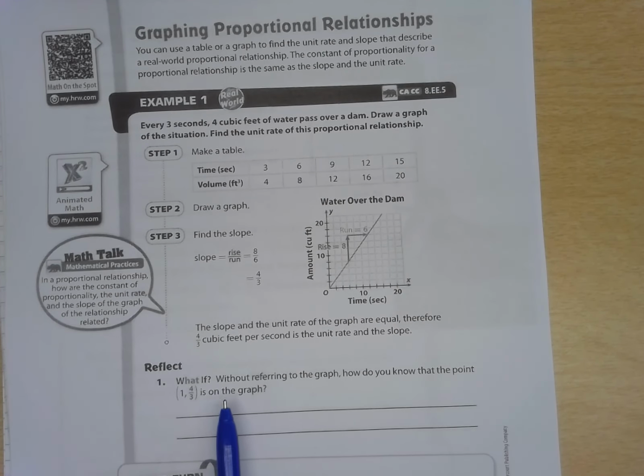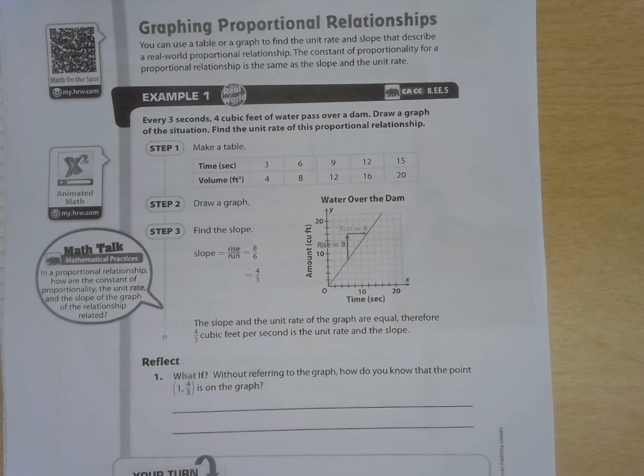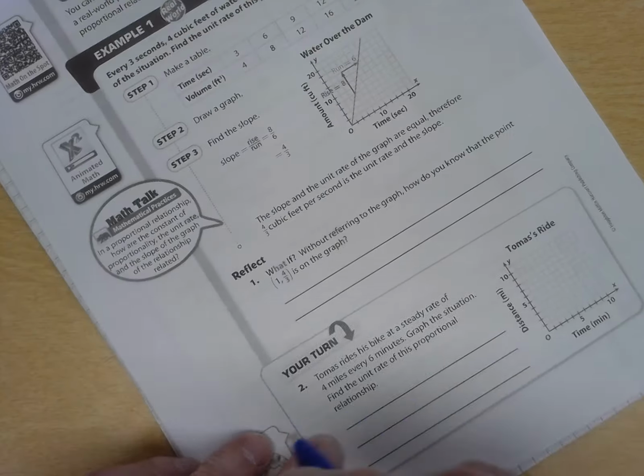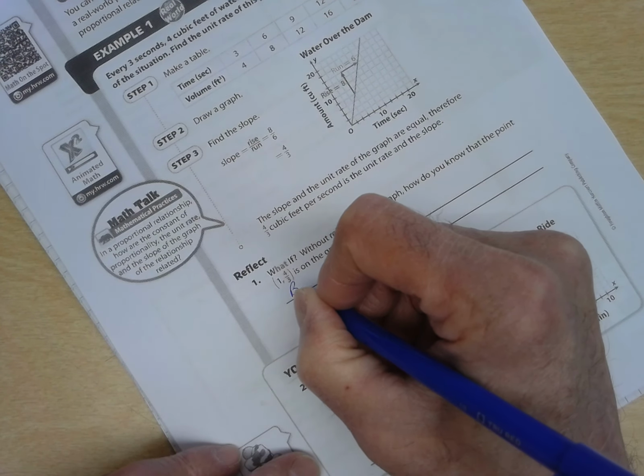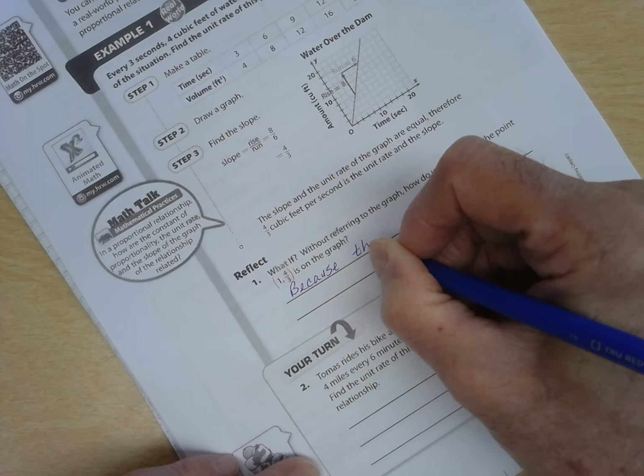So it says there, without referring to the graph, how do you know that the point (1, 4/3) is on the graph? Well, that's the slope. So in 1 second, 4/3 or 1 1/3 cubic feet of water will pass over that dam in 1 second. That is the slope.